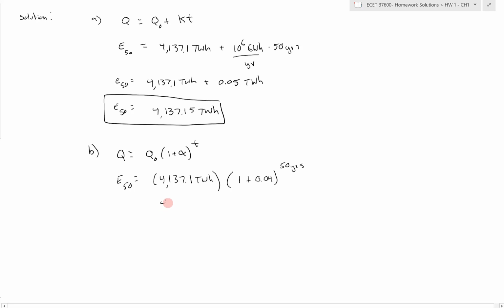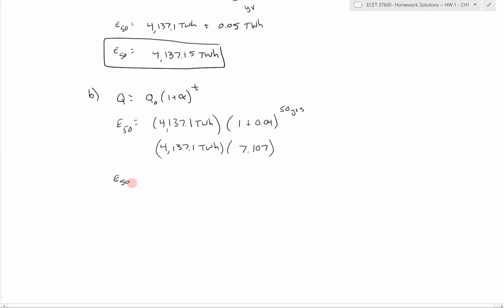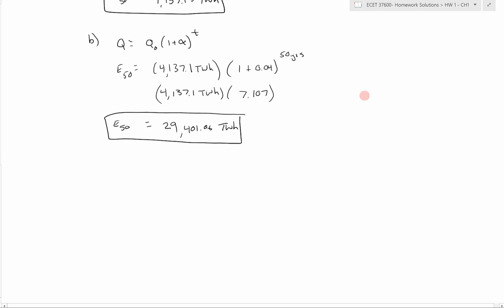And so 4,137.1 terawatt hours, we're going to go ahead and multiply that by this. You get 1.04 raised to the 50, which is 7.107. And so the total quantity here in E50 is going to be 4,137.1 times 7.107. That value is a little bit rounded. I didn't do that in my calculator. I carried the numbers all the way through until the final answer, and I got 29,401.06 terawatt hours for the total energy used in year 50.